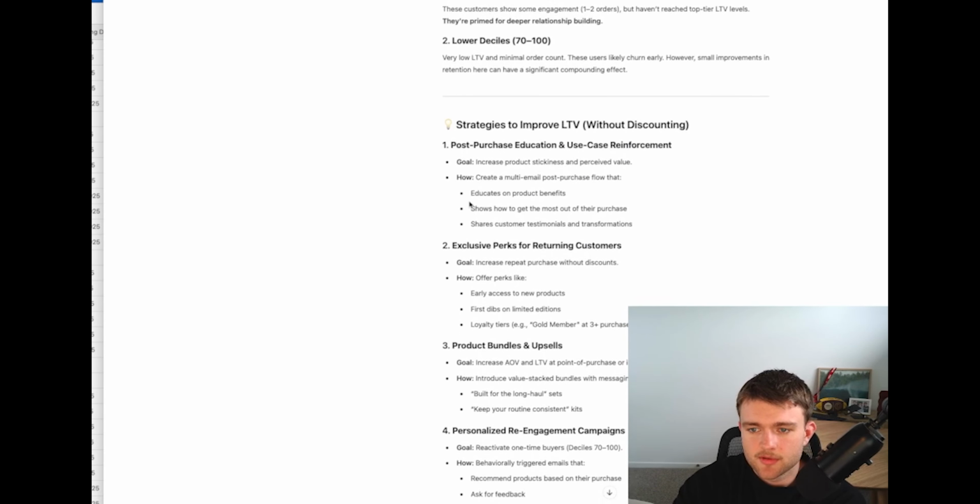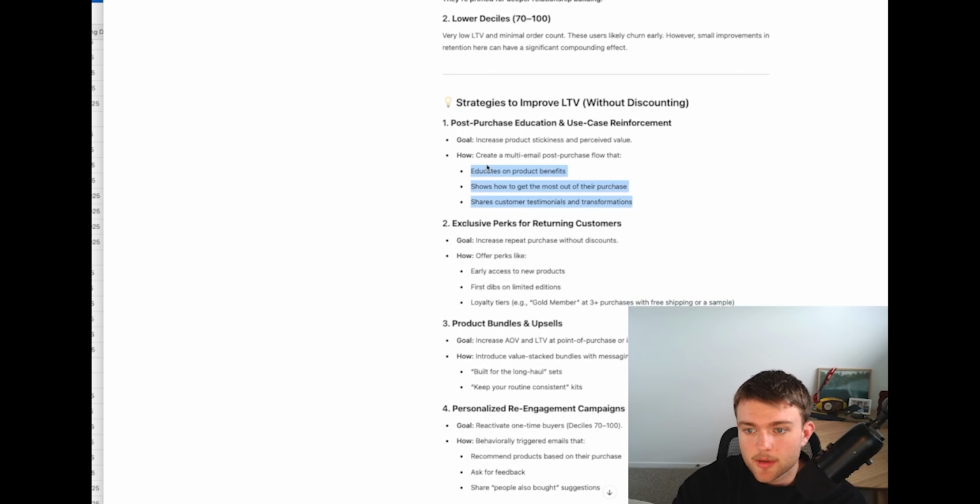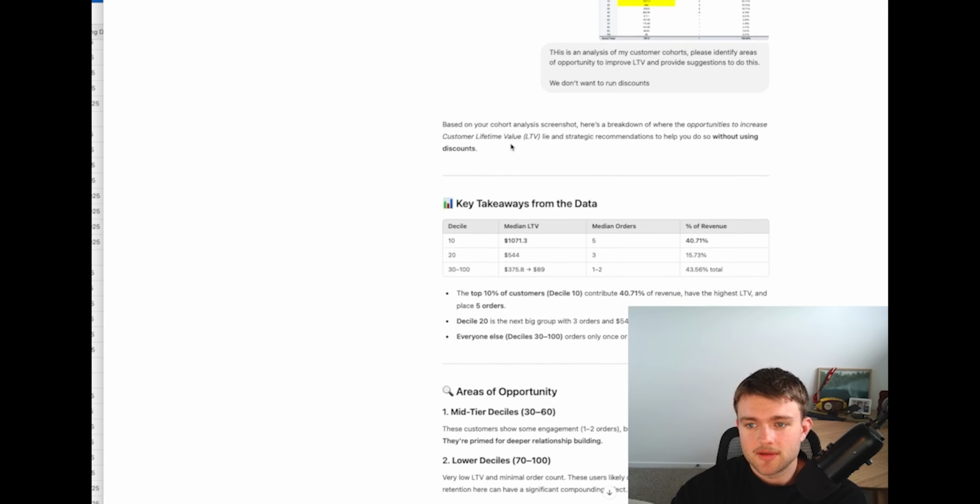Now, strategies to improve LTV without using discounts. Post-purchase education and use case reinforcement. So we want to increase the product stickiness and perceived value. Suggestion: you can create a multi-email post-purchase flow that educates on product benefits, shows how to get the most out of their purchase, and shares customer testimonials and transformations. So for an average e-com brand, that would be a fantastic idea.